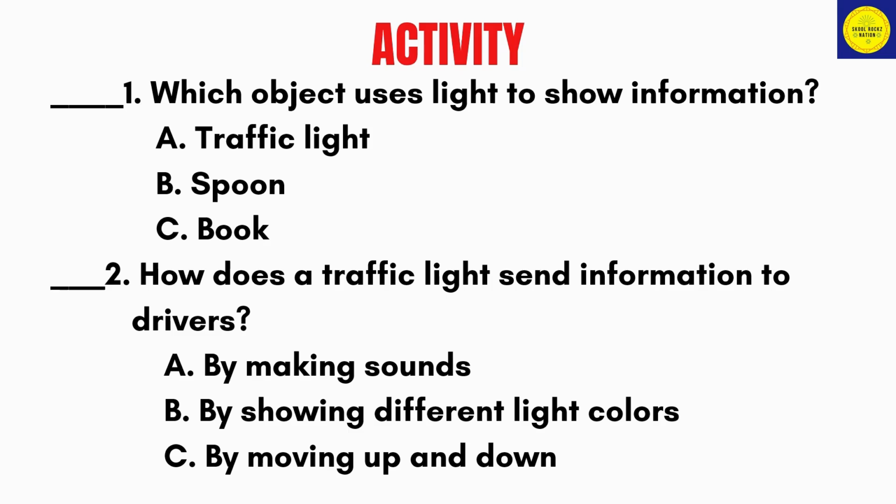Number 1. Which object uses light to show information? A. Traffic light. B. Spoon. C. Book. 2. How does a traffic light send information to drivers? A. By making sounds. B. By showing different light colors. C. By moving up and down.